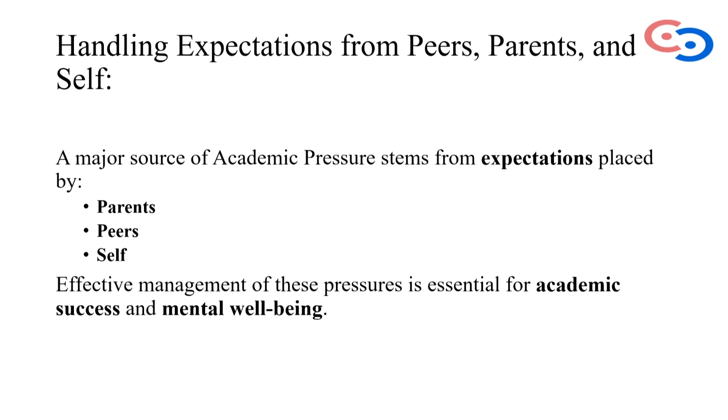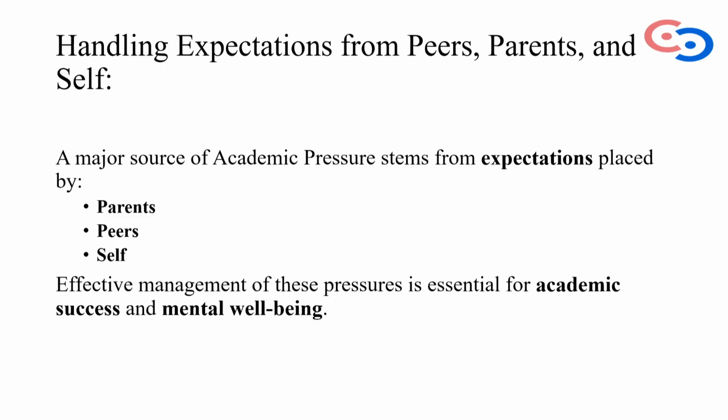So how do we handle pressures from the outside? This is about handling expectations from peers, parents and self. The major sources of academic pressure stem from expectations placed by the parents. Parents may place expectations like high academic demands, and there is fear of disappointing them. For example, if you score low, they may feel embarrassed and start criticizing you. This is the kind of pressure you may get from parents.